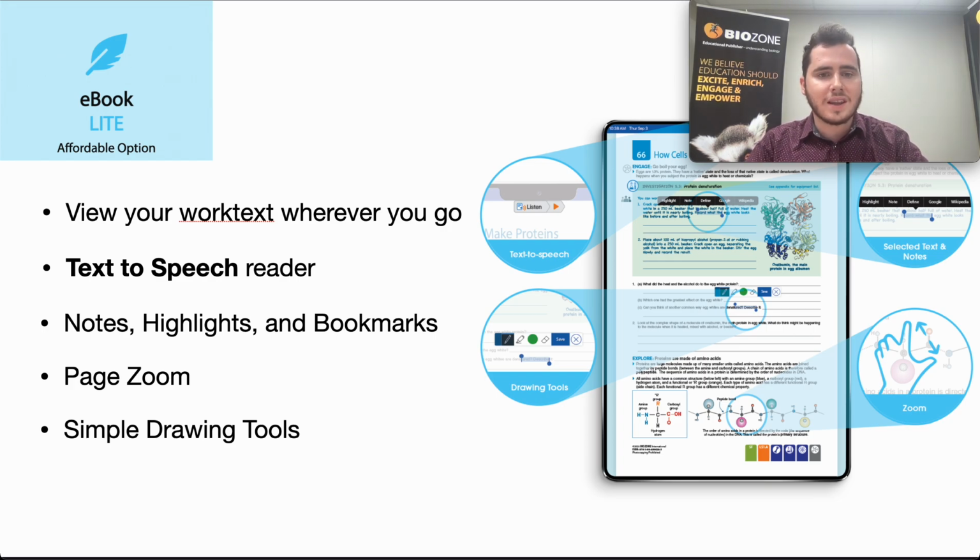So the ebook Lite is a great option if you're looking for a very affordable way to view the content. It allows you to view your work text wherever you go, whether that be on an iPad, on a Chromebook. No matter where you are, you can access your content. We also have a text-to-speech reader, as well as ways to interact with the text, such as notes, highlights, and bookmarks, the ability to zoom into the page, and then simple drawing tools.